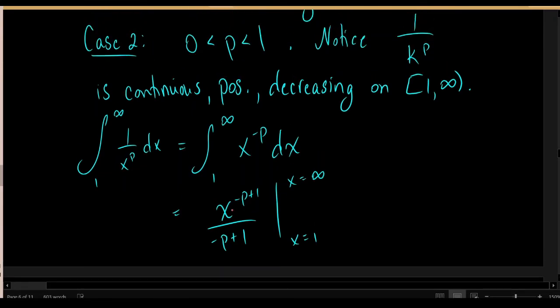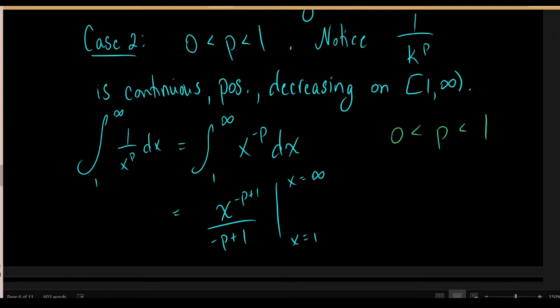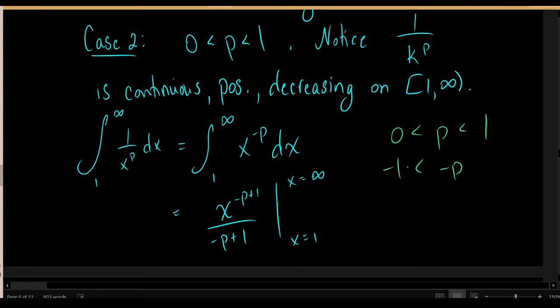And it may help to think about what is the nature of this power, minus p plus 1. We get to assume that the power p is squeezed between 0 and 1. So that means that negative p, the opposite, has to be squeezed between the opposites, negative 1 and 0. Now if I add 1 to everything, so that I have negative p plus 1, negative p plus 1 must also be squeezed between minus 1 plus 1, which is 0, and 0 plus 1, which is 1.